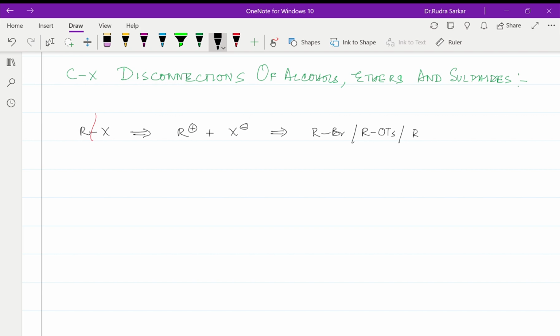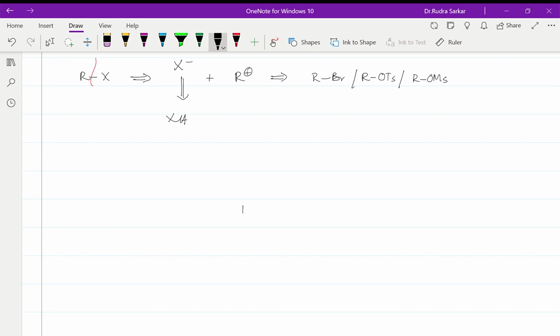and the synthetic equivalents for this can be written as RBr, ROTs, or ROMs, and X can be written as, so this is basically R plus, and this is my synthetic equivalent for X, which can be written as XH.